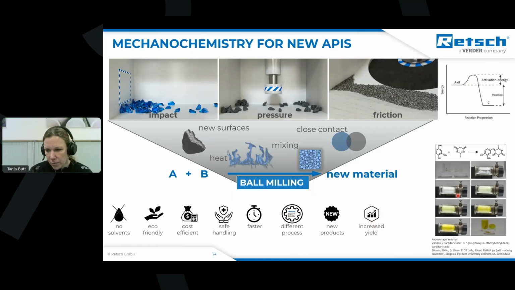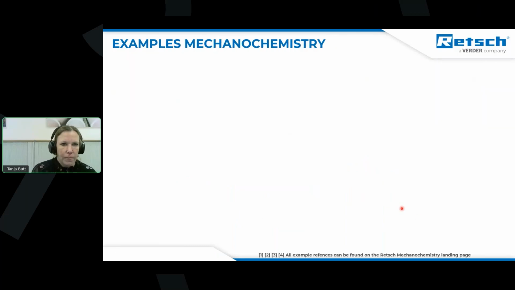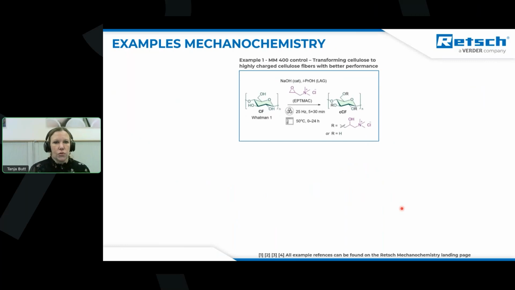And here is also a visible example with a Knoevenagel reaction, vanillin and barbituric acid, where you see in the beginning it's more or less colorless or white, then in the end a yellow powder. So something really happens here. Examples of mechanochemistry.